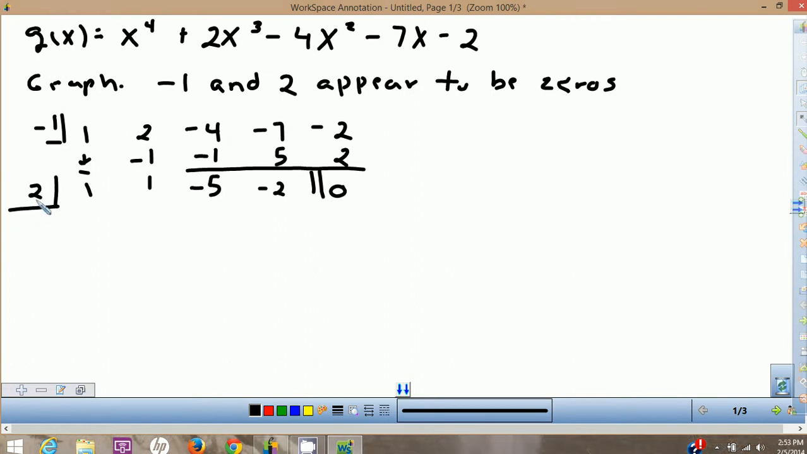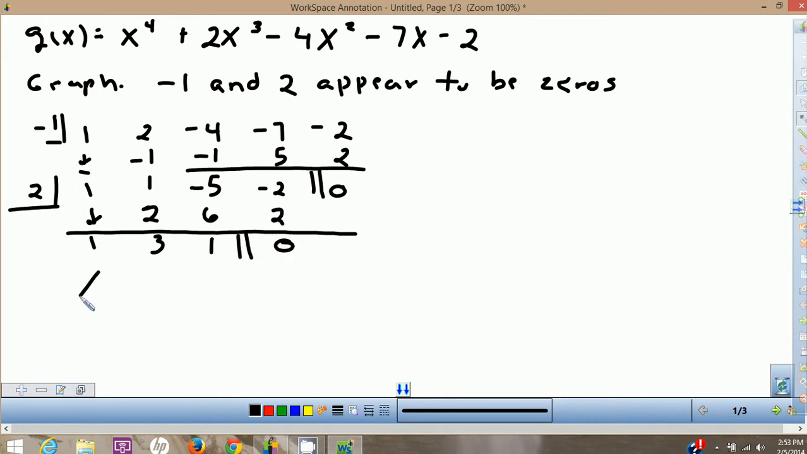Alright, so let's check the other one. The next one is 2. And I'm going to reuse my list of numbers here. First number comes down. 1 times 2 is 2. Add down. Multiply by the number in the box. Add down. Multiplied by the number in the box. Add down. Remainder is 0. And I get x squared plus 3x plus 1.